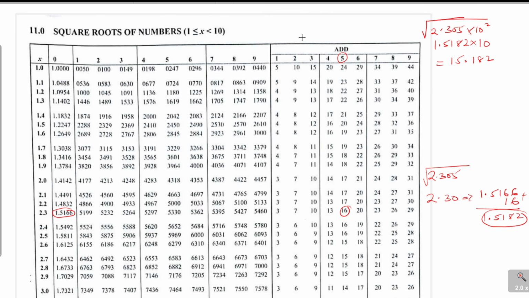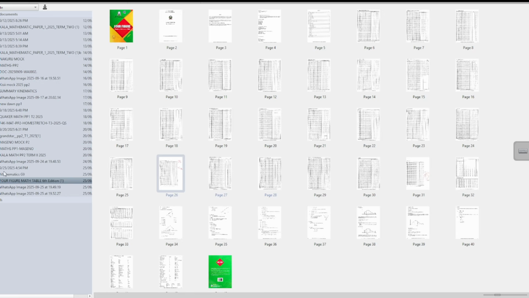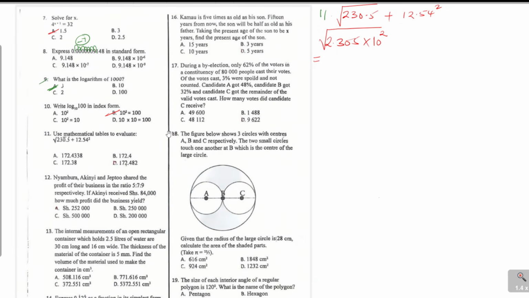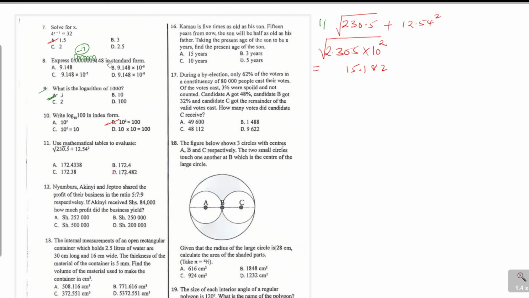Now we go to the other one. Remember, we're supposed to add 12.54 squared. So let me copy these now. So this is 15.182. So now this one has given us 15.182, like that. So now we want to get the square of 12.54.